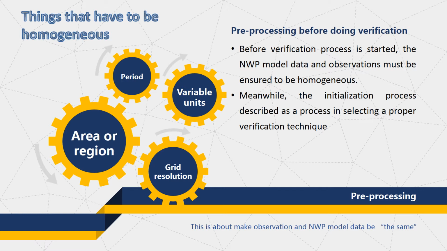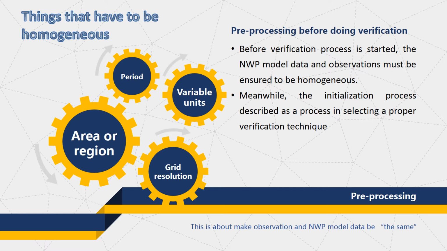The first is area, or region, or domain. The domain of the model that will be verified has to be the same as the domain of the actual data. For example, if we want to verify the model's performance in Indonesia regions, we have to use observation data in Indonesia also.